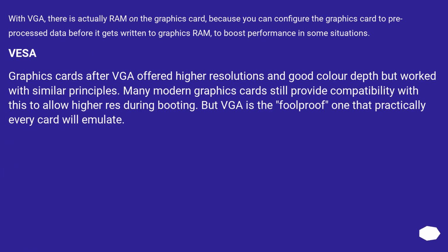With VGA, there is actually RAM on the graphics card, because you can configure the graphics card to pre-process data before it gets written to graphics RAM, to boost performance in some situations. VESA. Graphics cards after VGA offered higher resolutions and good color depth but worked with similar principles. Many modern graphics cards still provide compatibility with this to allow higher res during booting. But VGA is the foolproof one that practically every card will emulate.